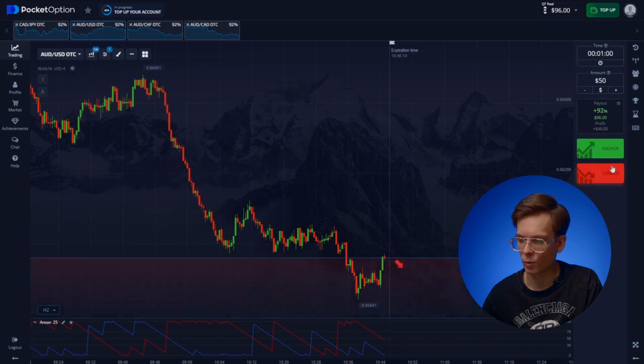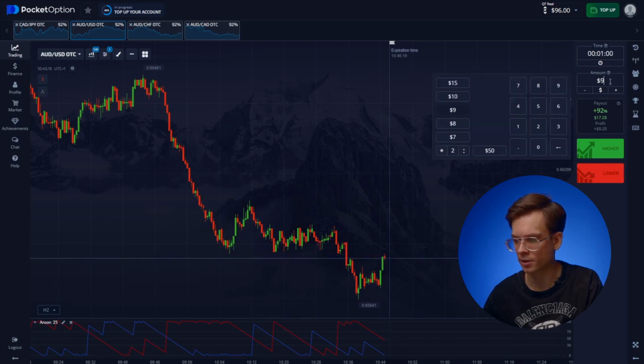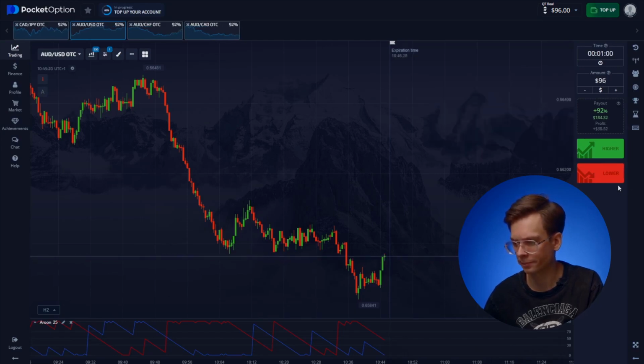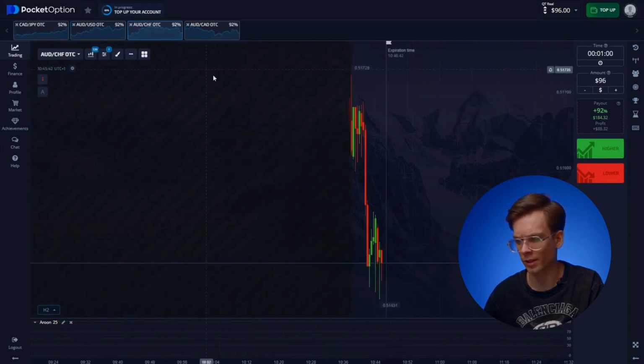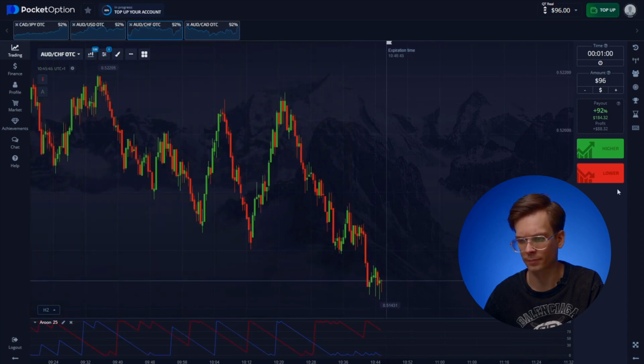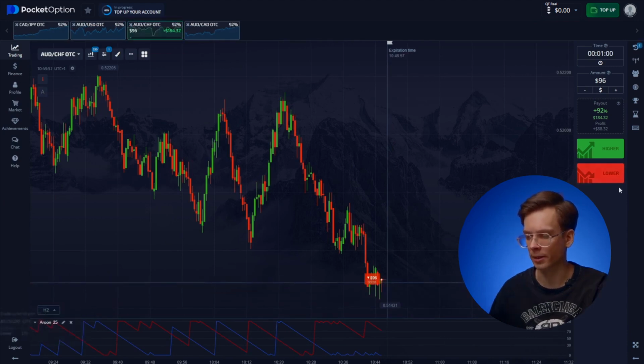Awesome. Next pair, Aussie and buck. Adjusting the investment to 96. But I'm uneasy about the situation on this asset, so let's switch to Aussie and franc. Yeah, and there I'm definitely going lower. And let me explain the situation on the chart.